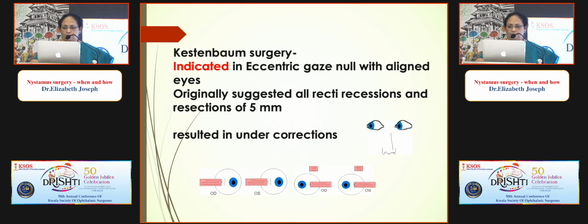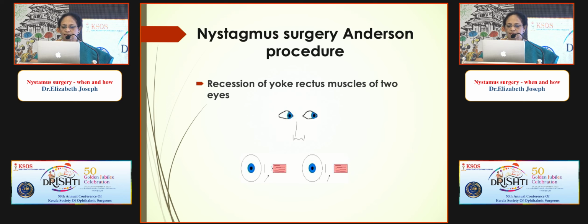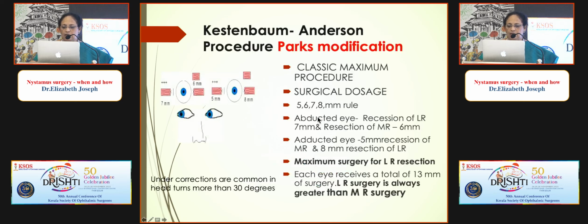The first nystagmus surgery was described by Kestenbaum, consisting of recess resect of horizontal muscles, but he described only a 5 millimeter recess resect procedure, which was found to be not enough. And then there is the Anderson procedure, where he described only recession. For example, in this eye, recession of this medial rectus and recession of this lateral rectus, that is Anderson surgery. Now what we do is the combined Kestenbaum-Anderson surgery.